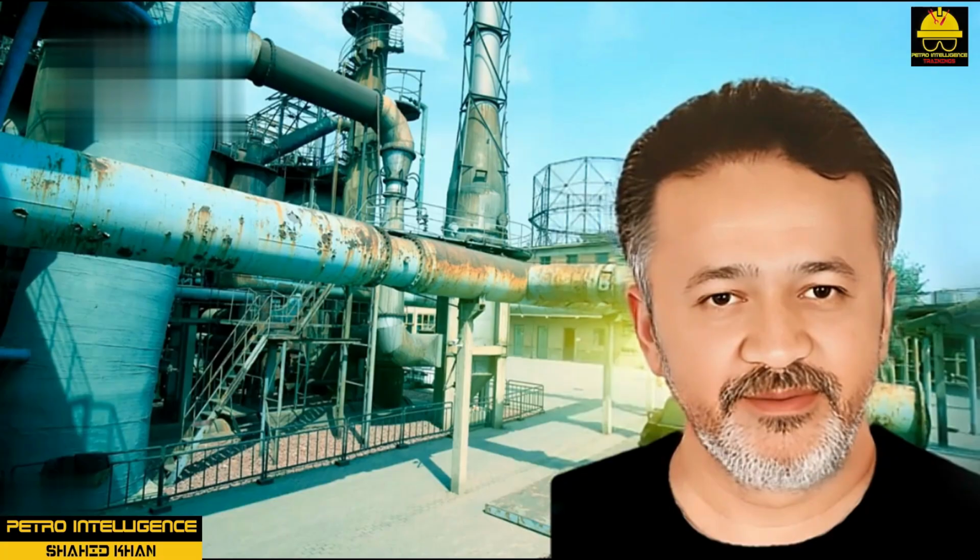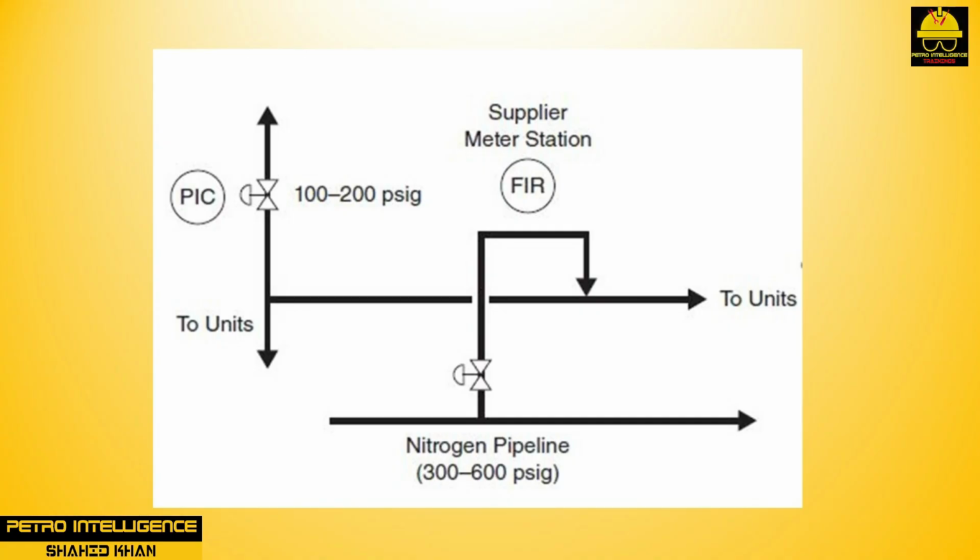Nitrogen systems. Nitrogen gas is usually generated in the plant or purchased from a supply company. If purchased, it is usually delivered by high-pressure pipeline. Pipeline pressures run from 300 to 600 psig. The supplier may own and operate the meter station, which forms the billing basis for the purchase of nitrogen.